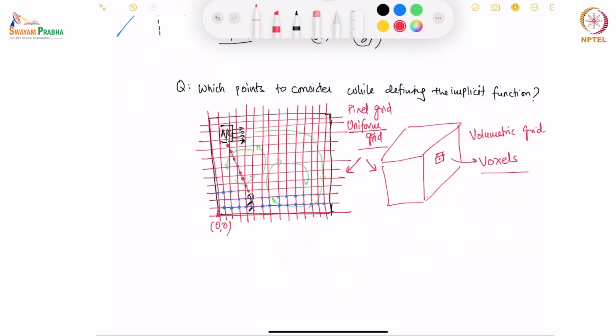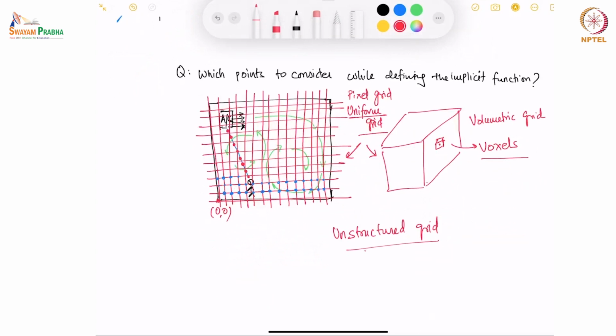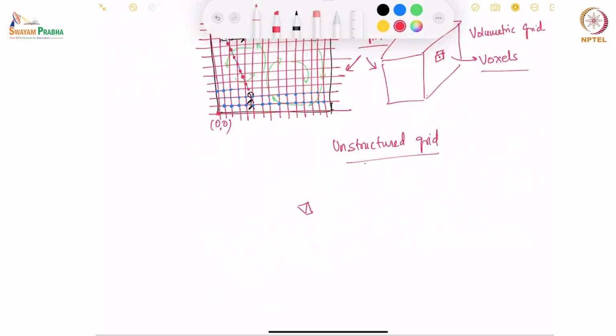And tomorrow we will see that if you don't like a uniform grid, you could also create an unstructured grid, which says that if you have a mesh, you could just use the vertices of the mesh to sample. So I have these blue points here. I'm not drawing it in full, but you can use these points to sample. And this is in 2D. In 3D, what you have is a tetrahedral grid.